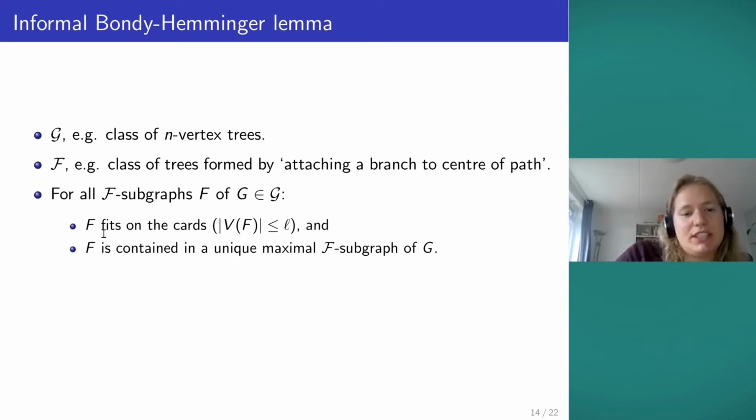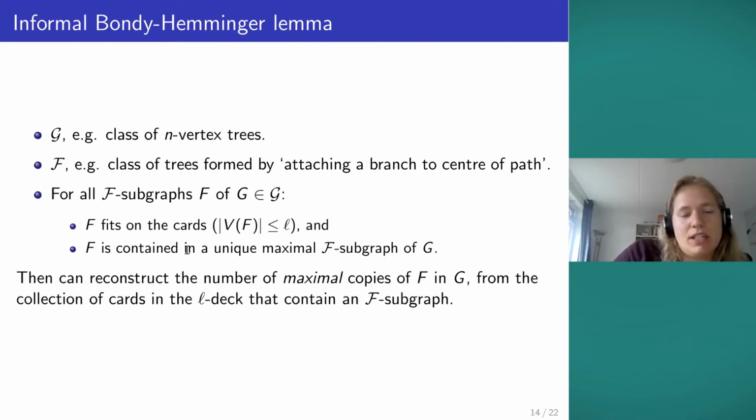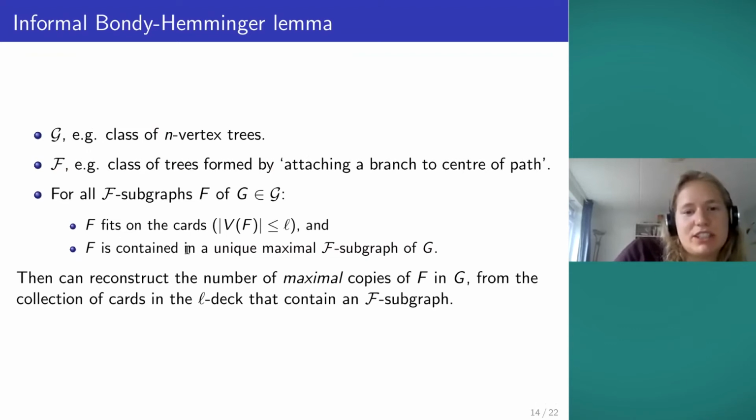So this is the second condition to ensure this. This is why we sort of needed to anchor the graph. So now if we have these conditions, then what the lemma tells us is that we can reconstruct a number of maximal copies of F in G. So those will actually be our branches.